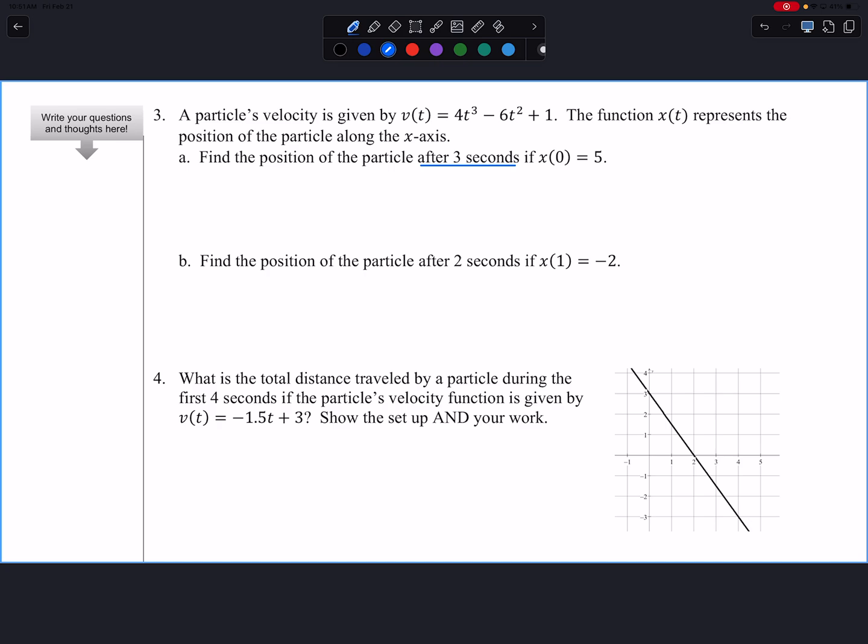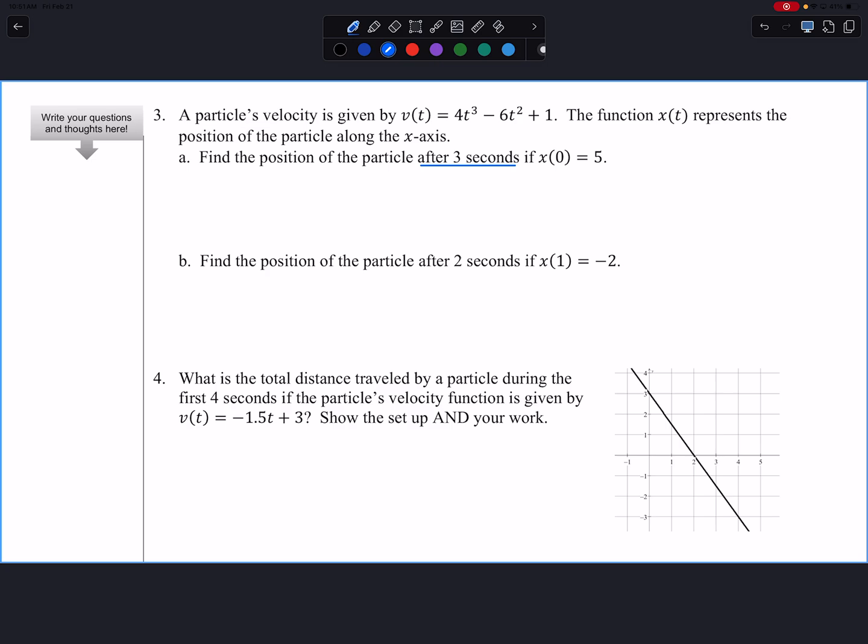So read the question carefully. Is it asking us to find a function? No, it wants actual position. So we did questions like this in Unit 6, where this means that if I plug in 0 into the position, I get 5. I want to know what it is after 3 seconds. Does that make sense from 0 to 3? We want to know what the position is.